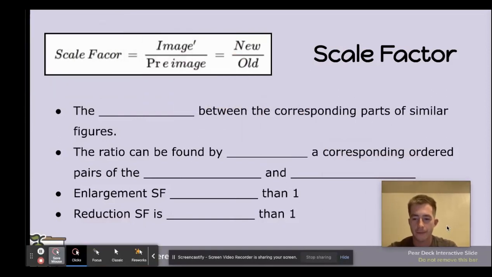Scale factor. Okay. Scale factor can be represented as a fraction. We talked about pre-image and image.